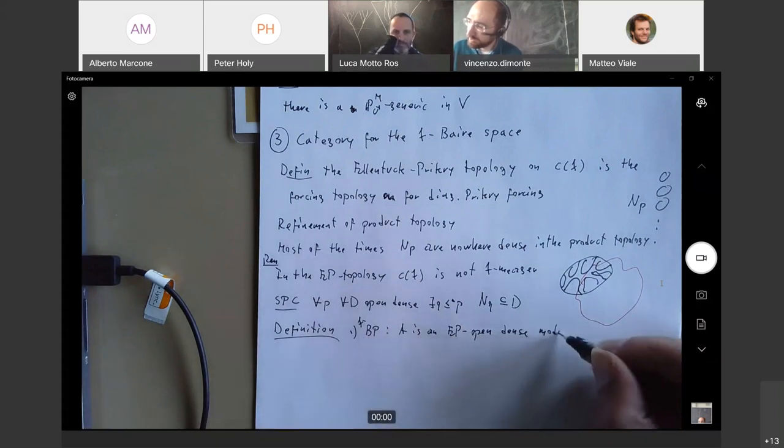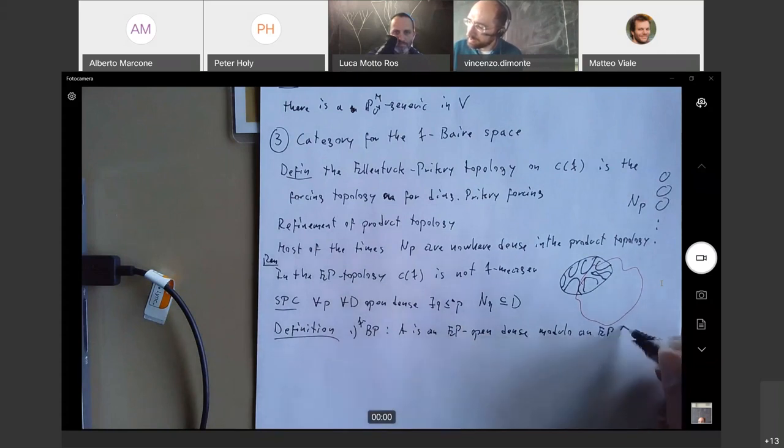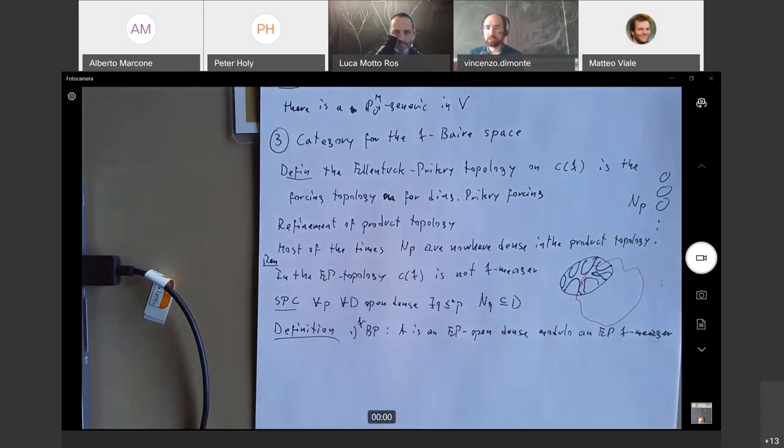modulo in AP lambda meager. So this is like the lambda Baire property with the anti-Prikry topology.